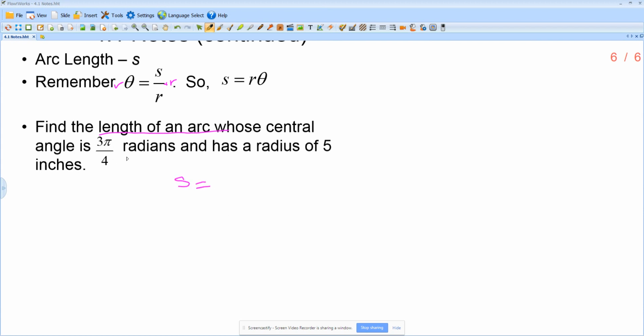I'm given the angle 3 pi fourths and the radius in inches, 5. This gives me s is equal to 15 pi fourths. And this is going to be in terms of inches, which, while exact, is not exactly helpful in understanding, well, okay, so how long is that really? How many inches am I going to have to cut? That's approximately 11.781 inches.